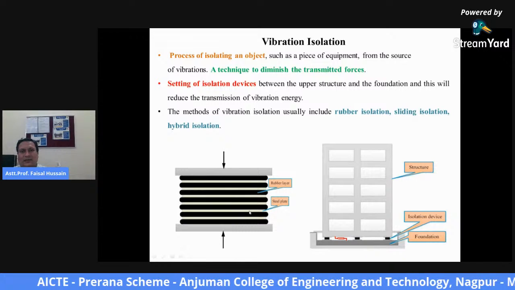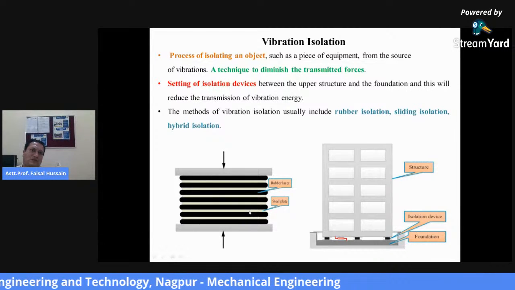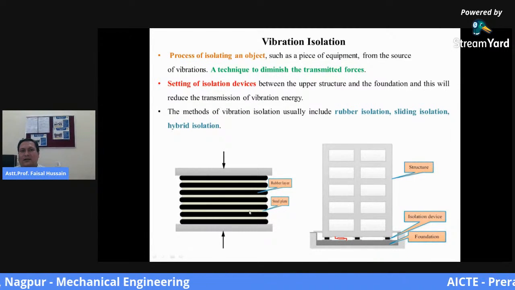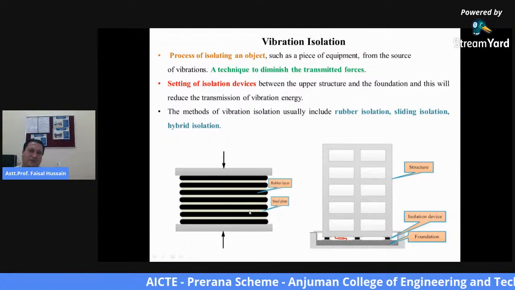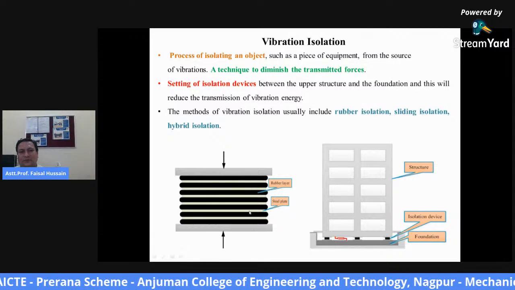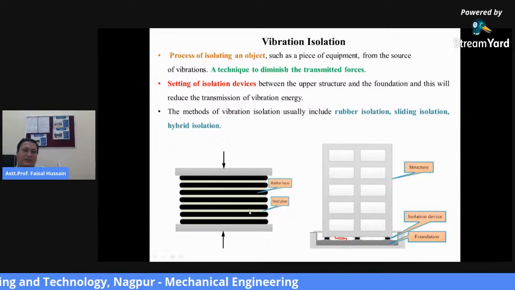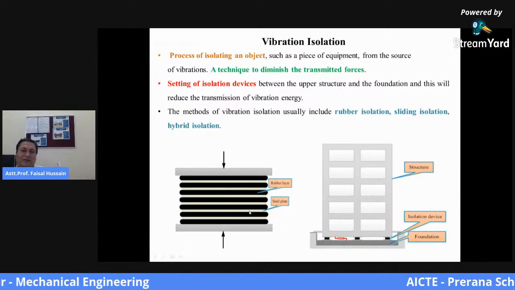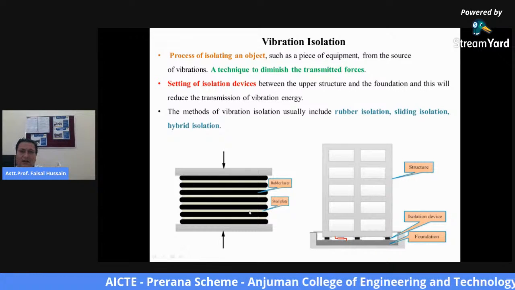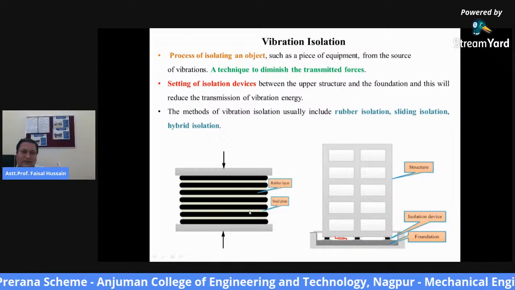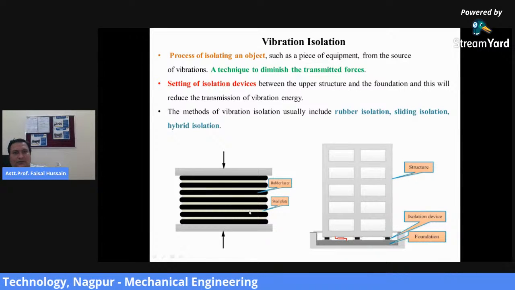Briefly, I can sum up that vibration isolation is a process of isolating an object, a technique used to diminish or reduce the transmitted forces coming from the structure to the foundation. The isolation device is attached between the upper structure and the foundation, and it reduces the transmission of vibration energy. There are different types of vibration isolation available in the market: rubber isolations, sliding isolations, and hybrid isolations, depending upon their use.